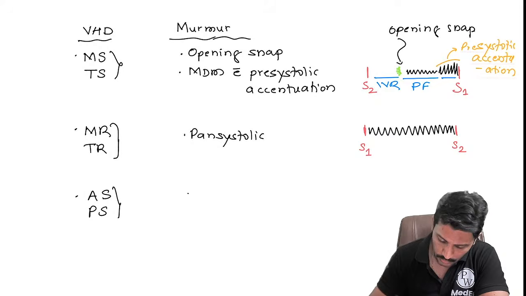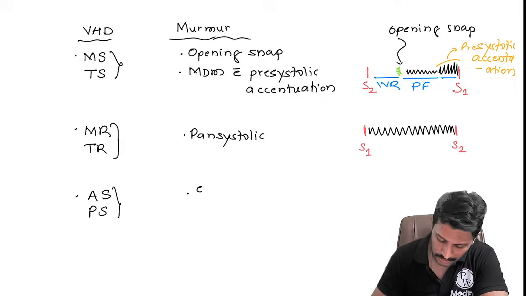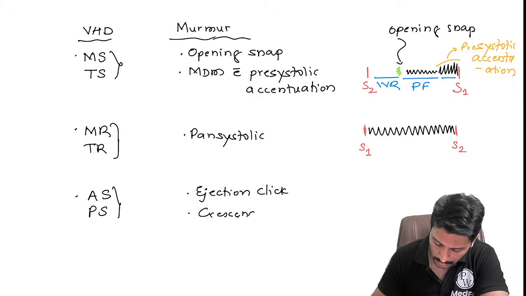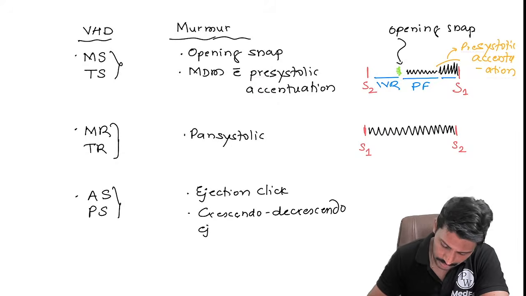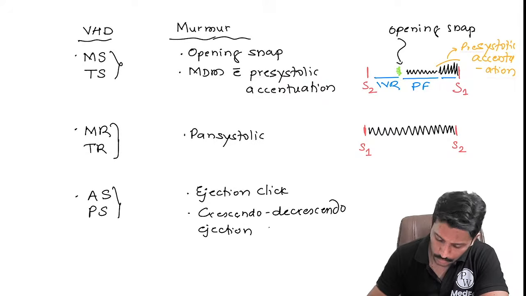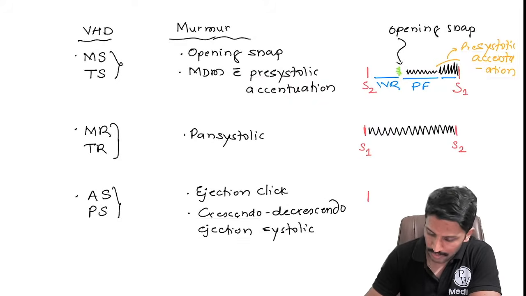What is that? You will have the opening of the valve making a sound, which we call an ejection click, and that will be followed by a crescendo, decrescendo ejection systolic murmur. So how does this look? So we're talking about systole. So whatever is happening, it is happening between S1 and S2.